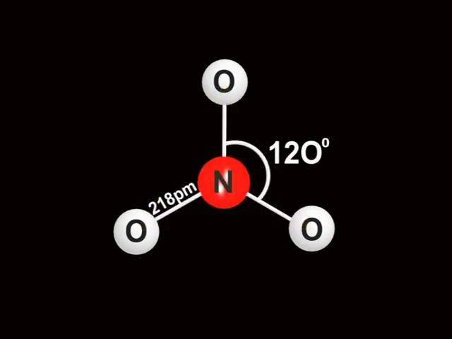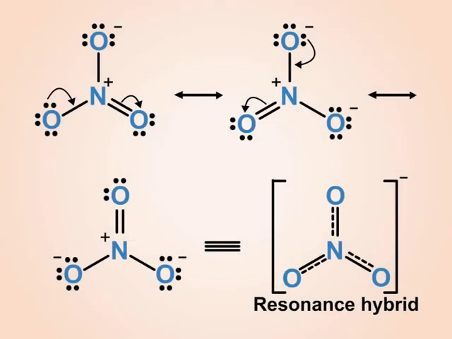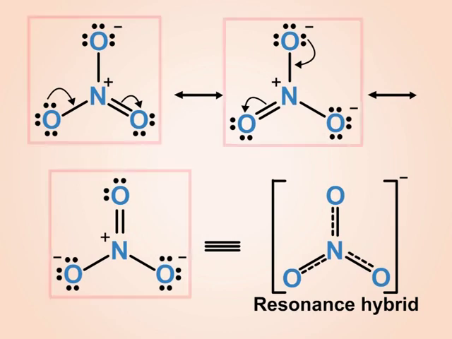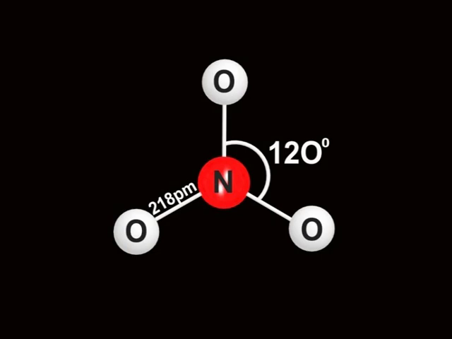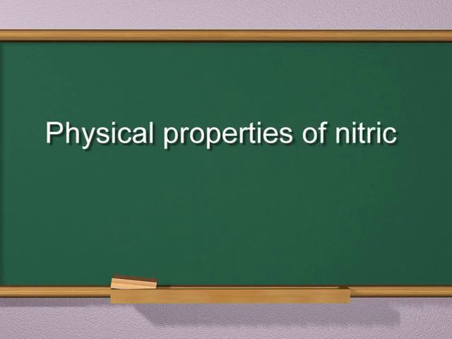The nitrogen atom is sp2 hybridized and hence O-N-O bond angle is 120 degree as shown on screen. In fact, nitrate ion is a resonance hybrid of the three resonance structures shown on screen. As a result of resonance, all the three NO bond lengths in nitrate ion are equal and are 218 picometer long. Physical properties of nitric acid.